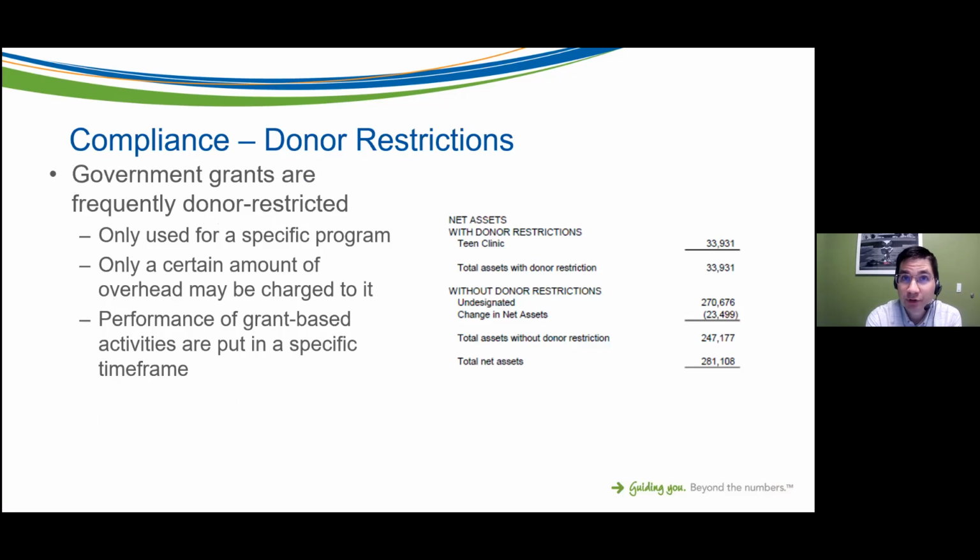Government grants are frequently donor restricted. They want you to use it for a specific purpose, specific program, specific need in the community. As I mentioned, only a certain amount of overhead, your admin costs, can be charged to it. And performance of grant-based activities are put in a specific time frame. They want you to accomplish a certain amount of meals delivered within the next 6 months. They want you to serve this many of the homeless community in the next year. They will lay all of that out to you when the grant is awarded.